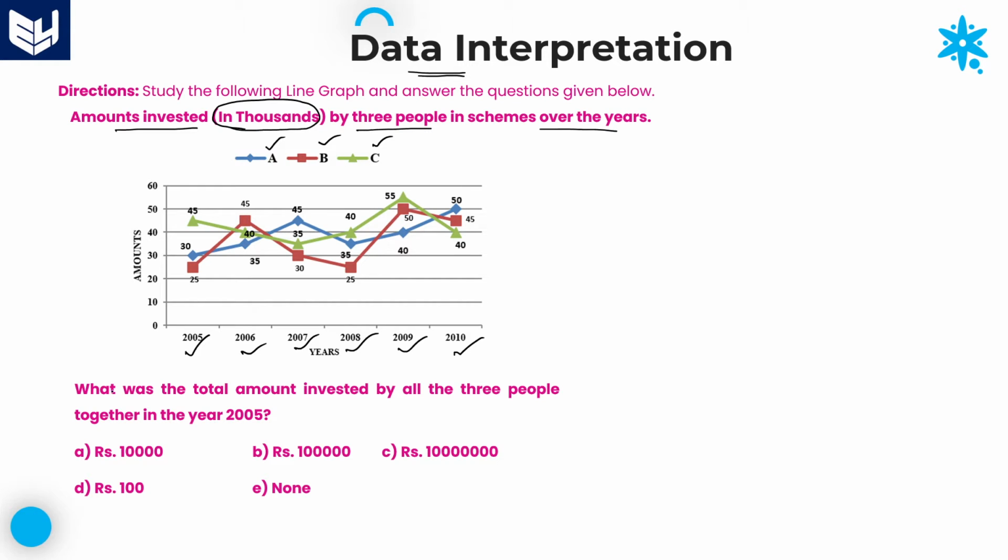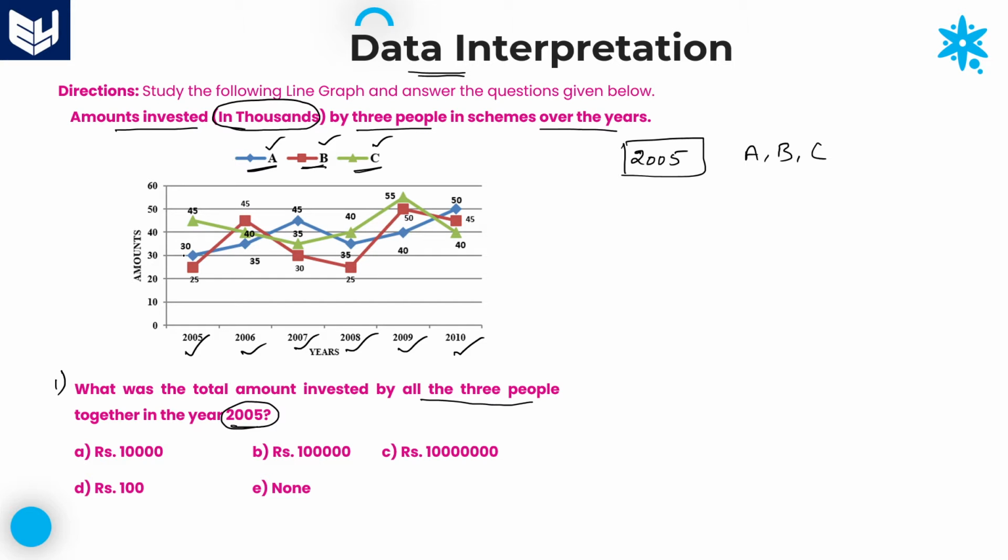Now look at the first question. What was the total amount invested by all three people together in the year 2005? Here we need to calculate the total amount invested by all three members A, B, C together in the year 2005. First of all, 2005 is the starting year. In the starting year, the value of A is blue color, red color is B and green color is C.